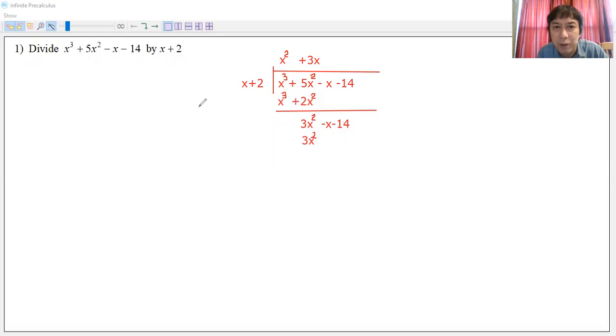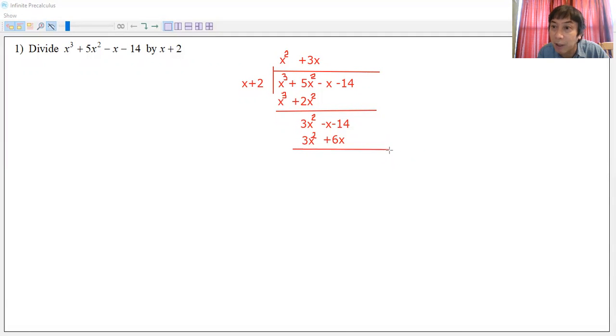Next is 3x times 2. That's a positive 6x, so it will be written over here. That's a plus 6x like that. And then we're now going to proceed with the next step, which is subtraction again.